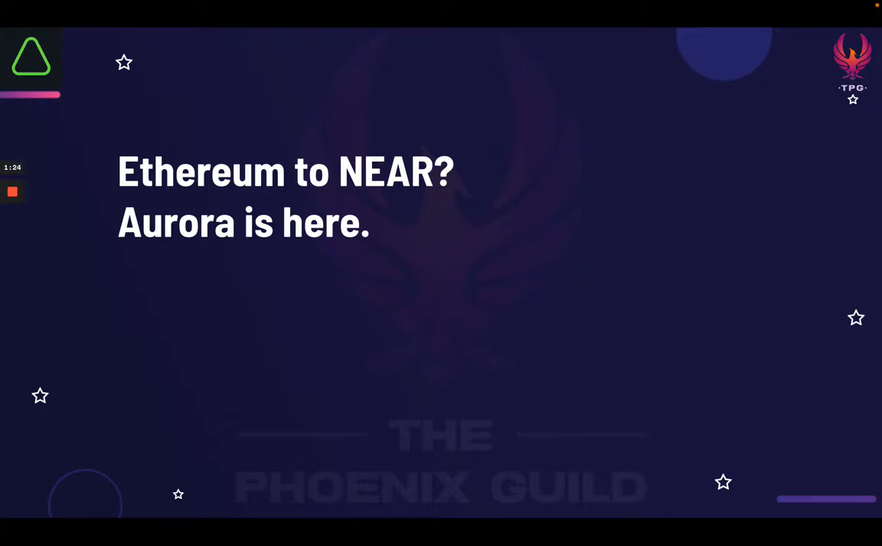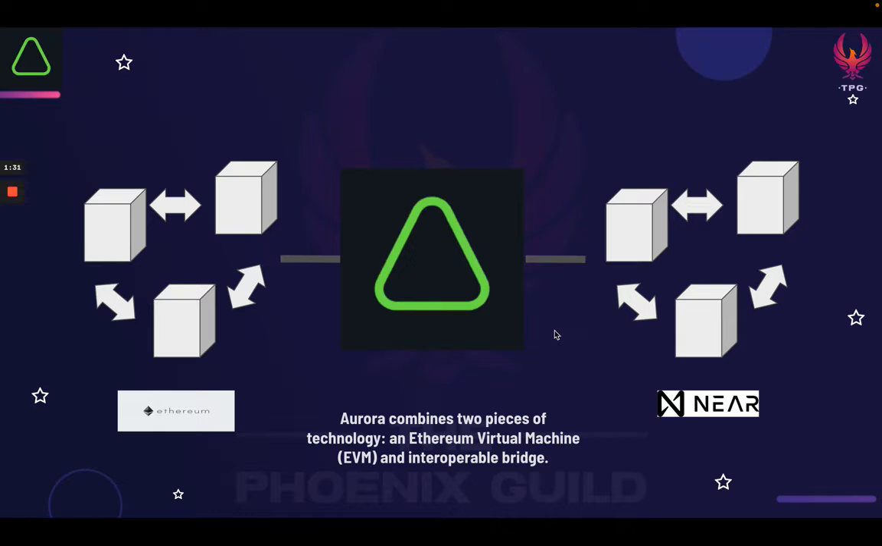Want to bridge between Ethereum and Near? Hello, Aurora is here. So, what is Aurora? Aurora combines two pieces of technology: an Ethereum virtual machine, that is an EVM, that is run on top of the Near protocol, as well as an interoperable bridge which allows you to bridge assets between Ethereum and Near.